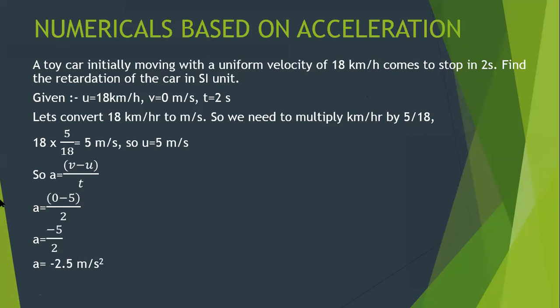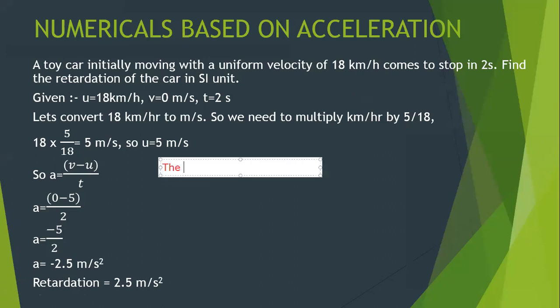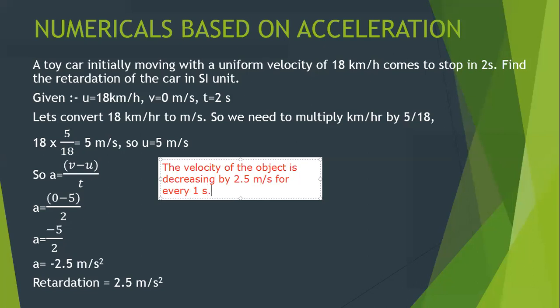But what is being asked? Calculate the retardation. Since retardation is being asked, it will be 2.5 meter per second square. Now let's understand what it means. It means that the velocity of the object, since the answer is coming negative, minus 2.5, is decreasing by 2.5 meter per second for every 1 second. Exactly. And let's verify.